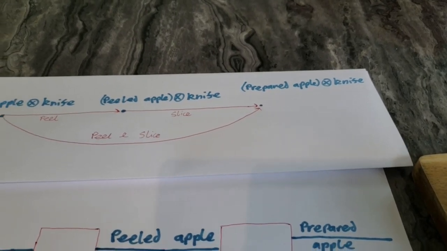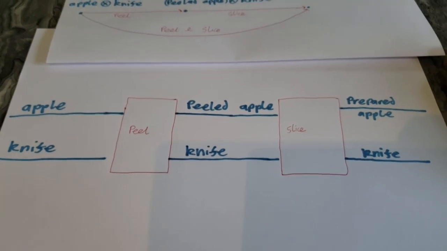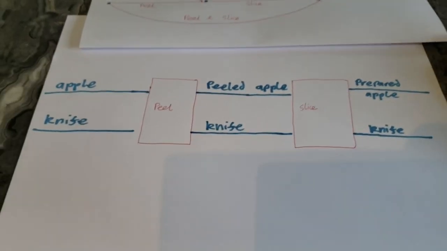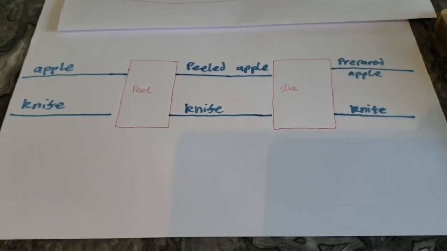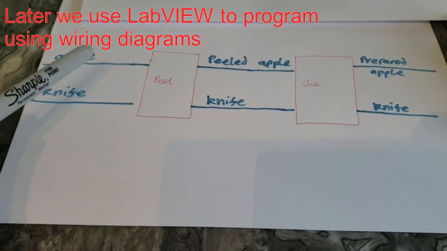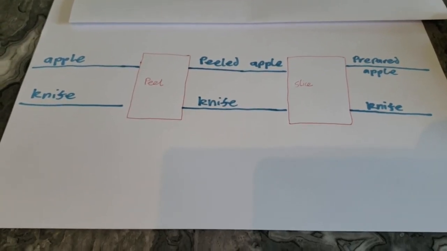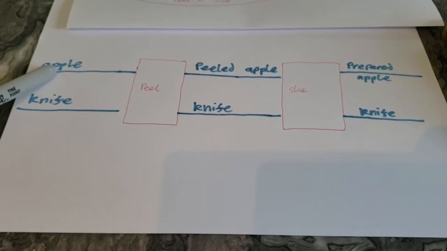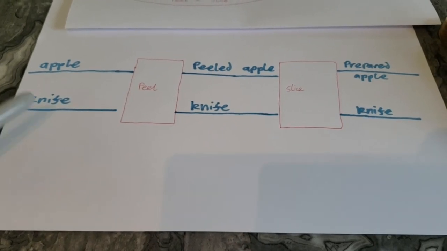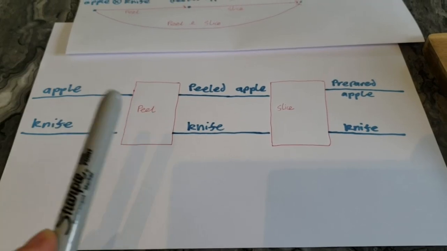However, it's nice to represent what's going on with a diagram like this. The rough idea of these wiring diagrams is that each of these wires is representing an object in our category. So in our case, this is the set of apples and this is the set of knives. And then these boxes are just representing our functions.